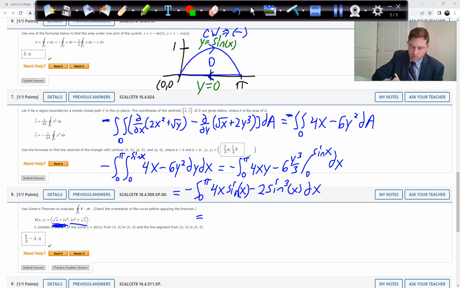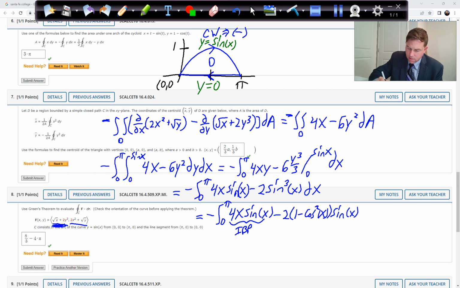Okay, to do this integral, you want to use a u substitution. So this one you use integration by parts. And this one you're going to change into 1 minus cosine squared x times sine x, and that's dx. This one you're going to use a u substitution.